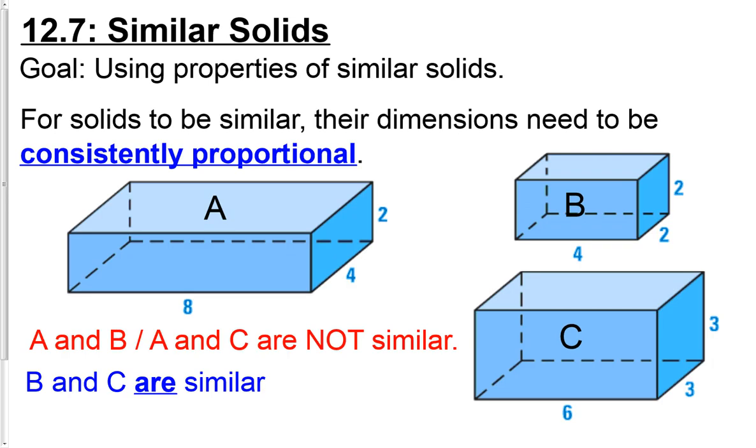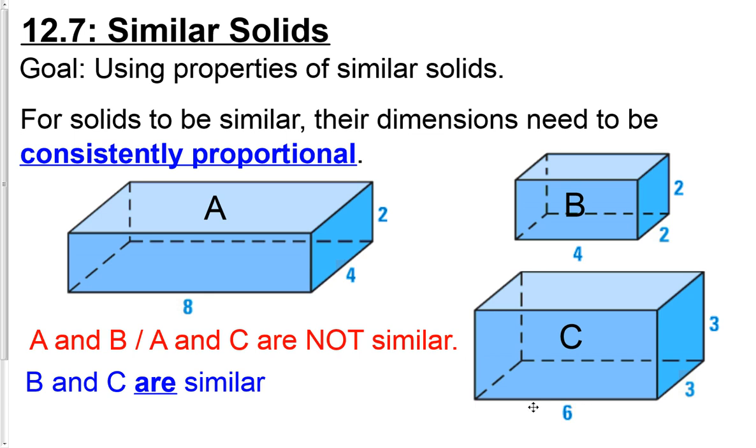12.7 is similar solids. For solids, aka three-dimensional figures, to be similar, their dimensions need to be consistently proportional. Same idea as proportional before. However, what it means is basically we have a 3-number ratio, right? 2 to 4 to 8. Is that similar to 2 to 2 to 4? No, these two match, these two didn't, so they're not proportional, right? 2 to 4 and 4 to 8 are similar, but 2 to 2 are not. So not consistently proportional. All sides need to be proportional.